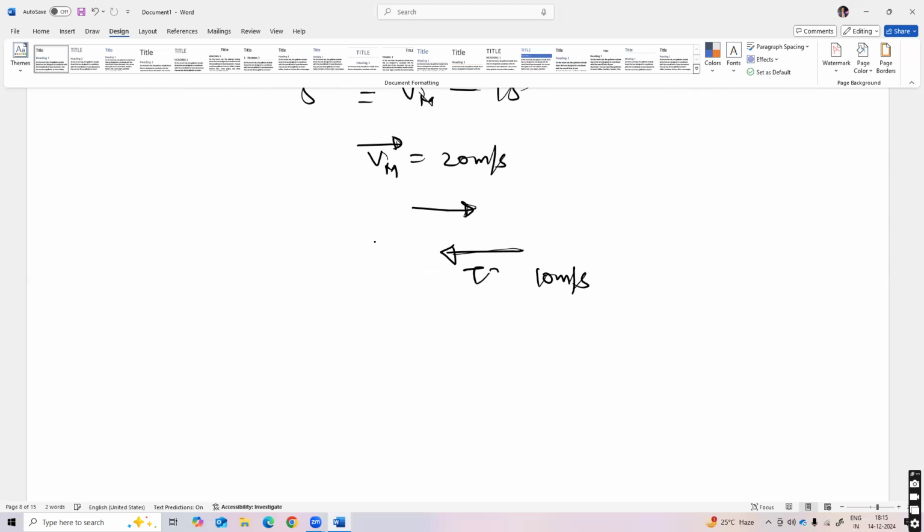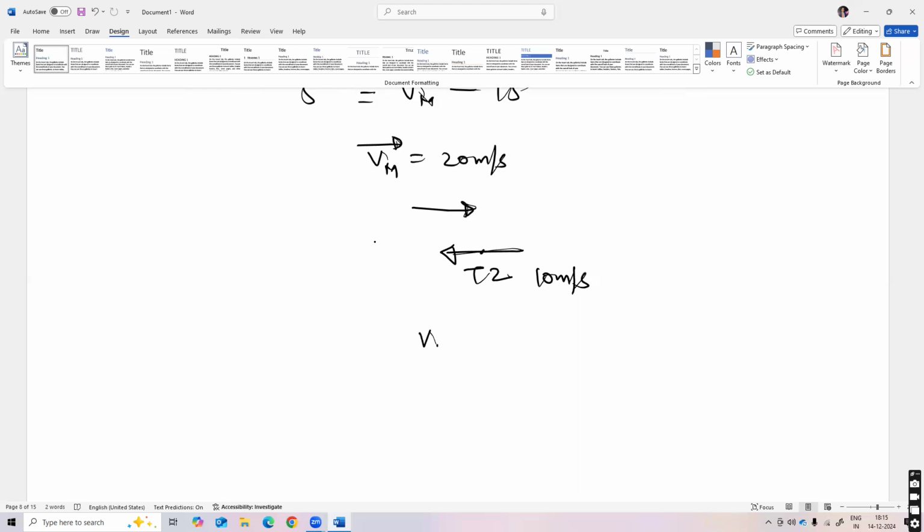Now there is one train which is coming from the opposite side at 10 meters per second. Let's say this is T2. We have to find the velocity of the monkey as observed by an observer in another train. So there is some observer sitting here in another train. Since the train is moving at 10 meters per second, that observer is also moving at 10 meters per second in the negative x direction. So the velocity of the monkey observed by the observer will be the relative velocity of the monkey with respect to the train.